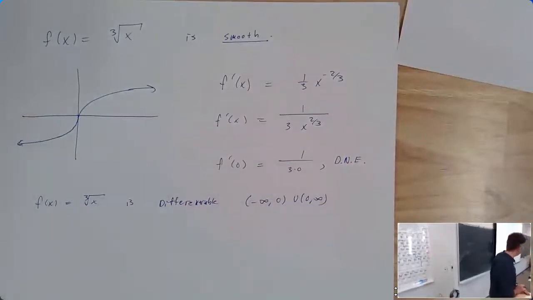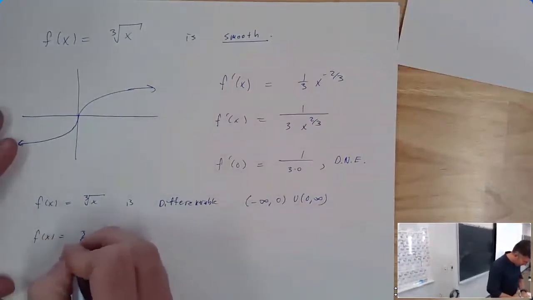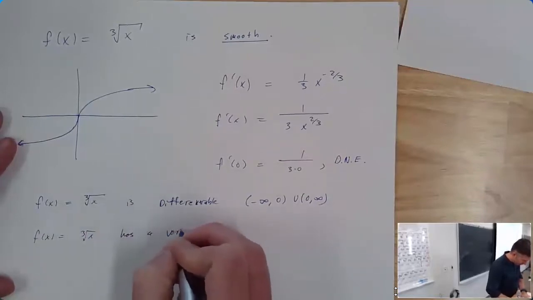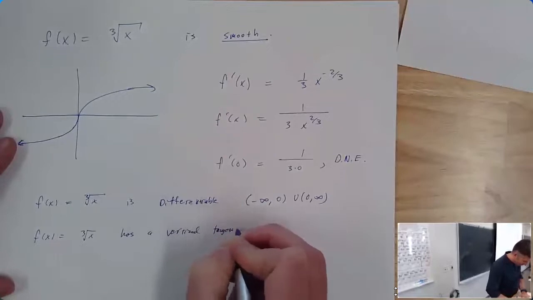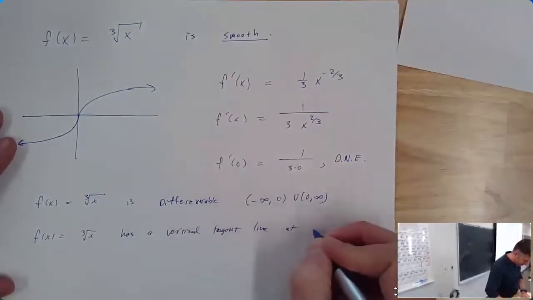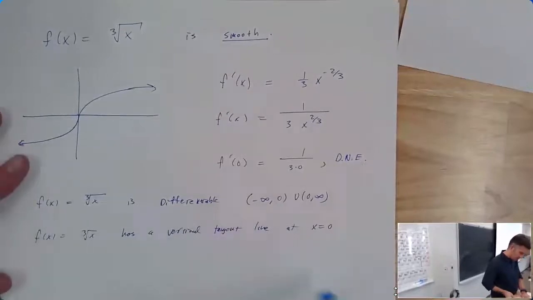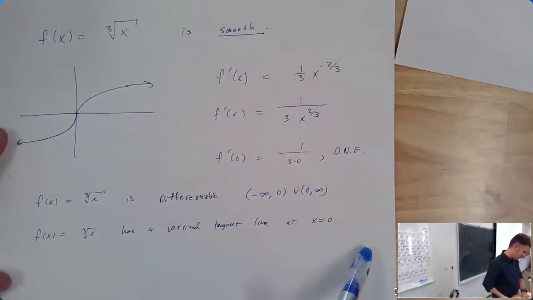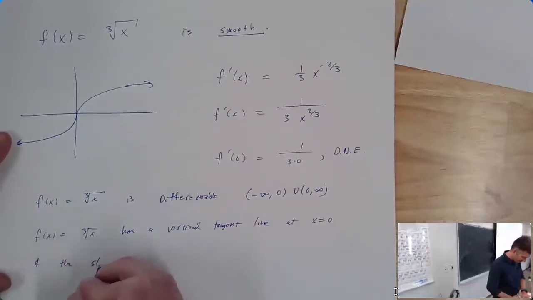I will point out, this function does have a tangent line at the origin, a vertical tangent line. So the issue here versus the previous one is, you typically talk about the derivative of a function being the slope of the tangent line. Well, here the tangent line is vertical and the slope of a vertical line is undefined. So definitely f of x equal to the cube root of x has a vertical tangent line at the origin. Oh, and the slope of a vertical line is undefined.